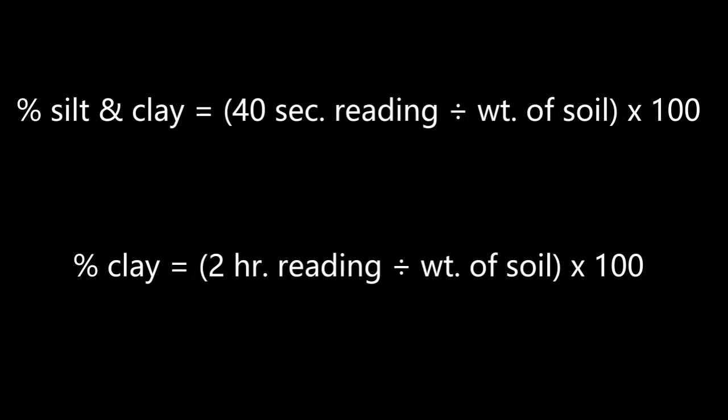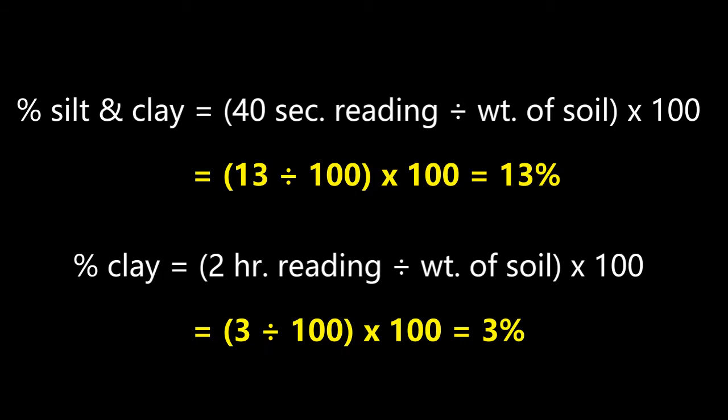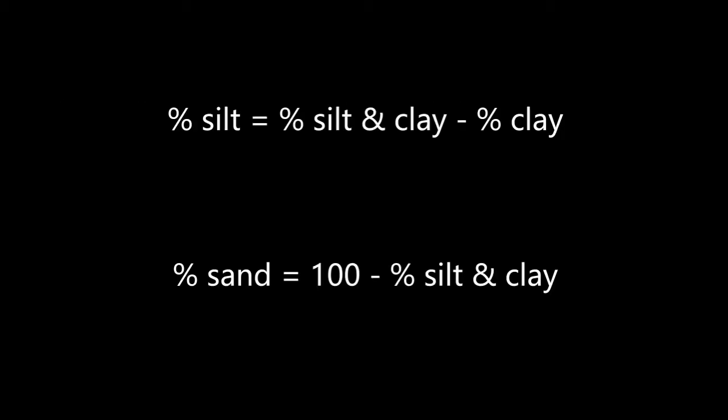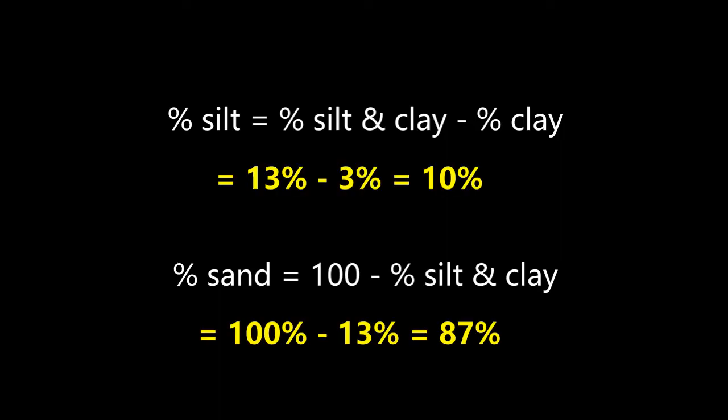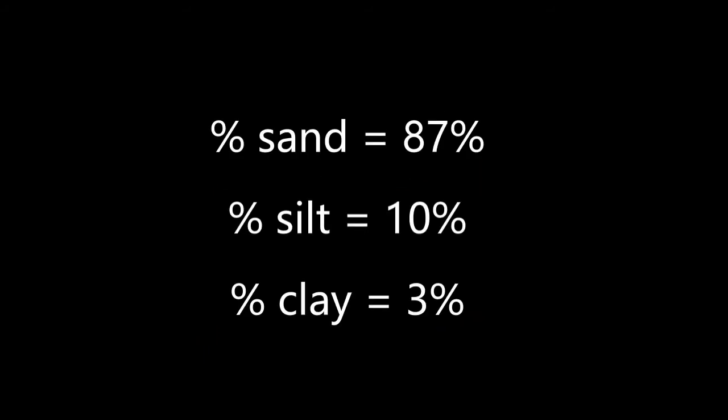The percent of silt and clay is 13%, and the percent of clay is 3%. To determine the percent of silt, we subtract the percent of clay from the percent of silt plus clay. To determine the percent of sand, we subtract the percent of silt plus clay from 100. The percent of silt is 10%, and the percent of sand is 87%. We now know the percentages of sand, silt, and clay, and we can use the textural triangle to determine the soil texture.